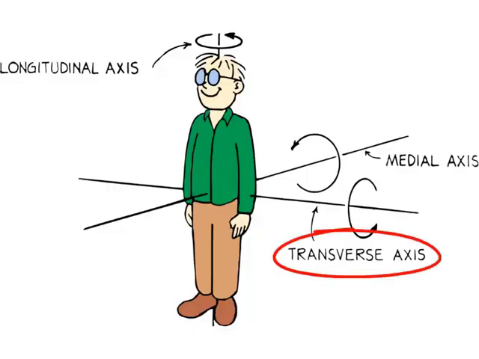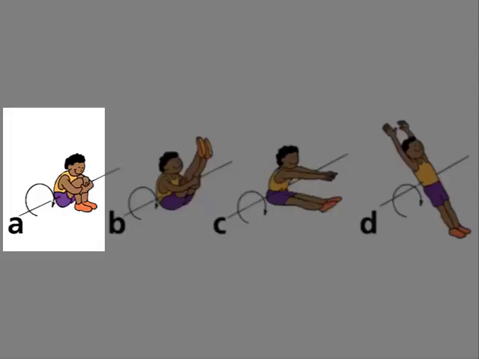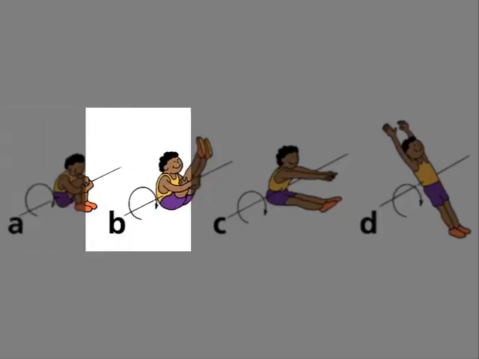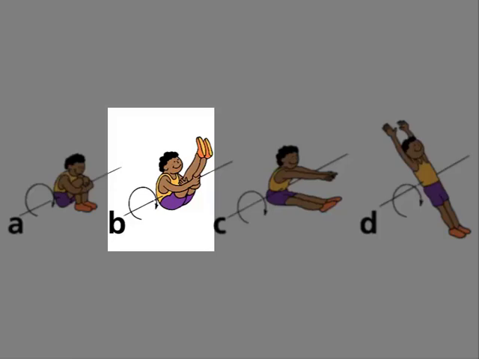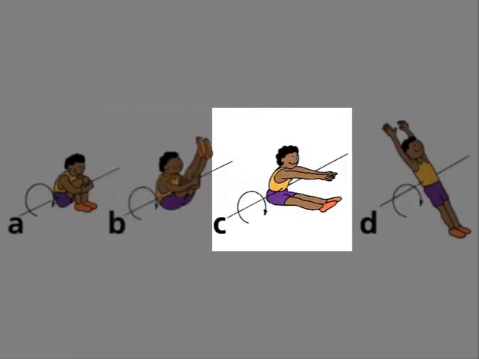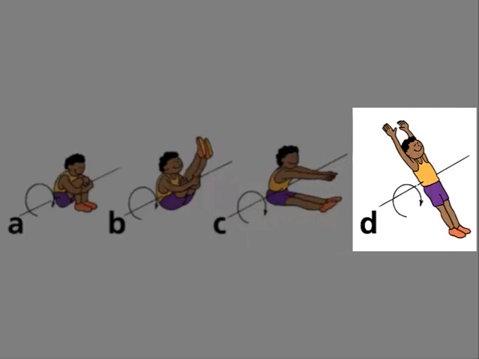You rotate about your transverse axis when you perform a somersault or a flip. In A, rotational inertia is least in the tuck position. In picture B, rotational inertia is 1.5 times greater. In picture C, rotational inertia is 3 times greater. Finally, in picture D, rotational inertia is 5 times greater than in the tuck position.